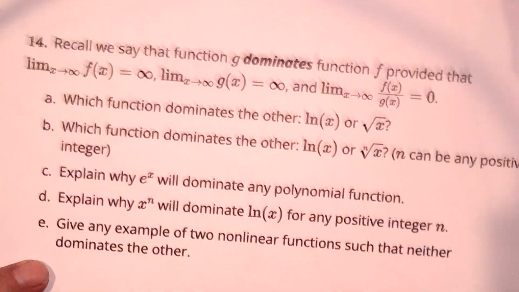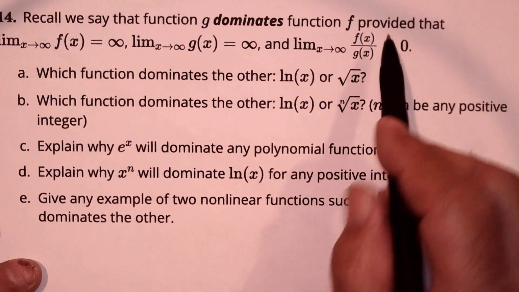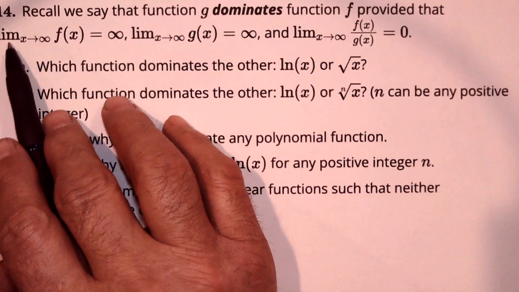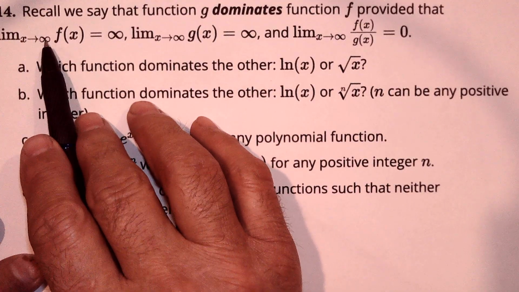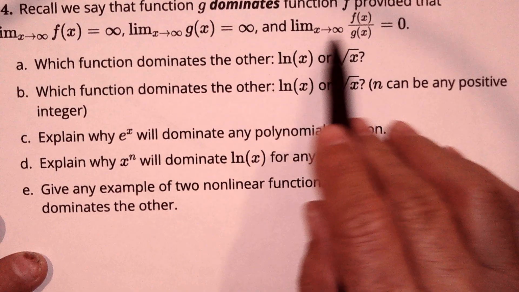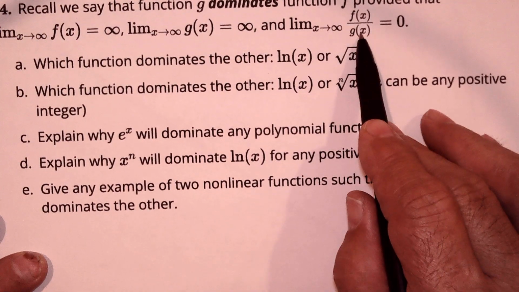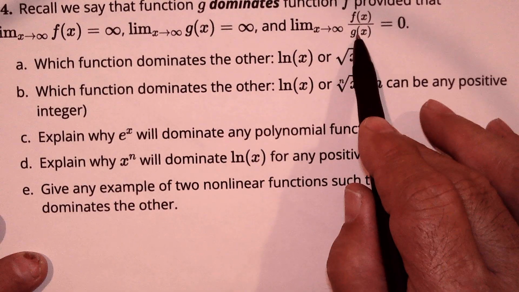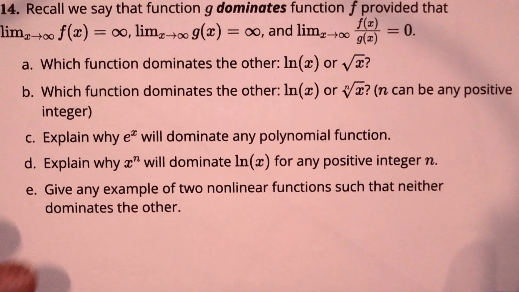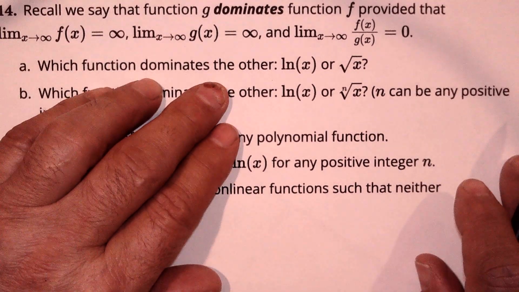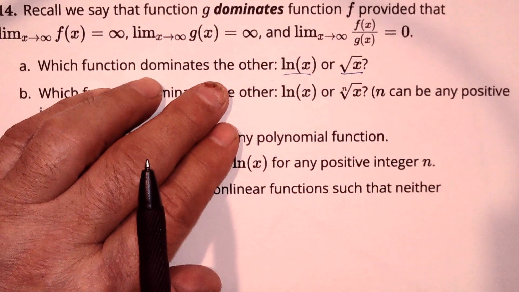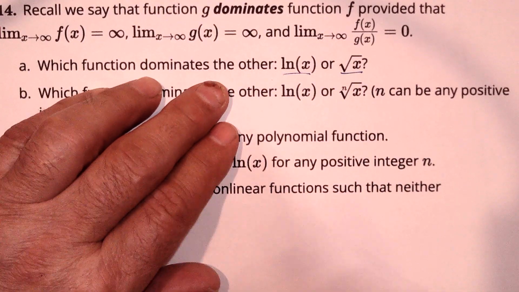And number 14. A function g dominates f provided that as x goes to infinity, they both go to infinity, and f over g goes to 0. It means g grows faster than the numerator so that the fraction goes towards 0. Which function dominates, ln x or the square root of x?